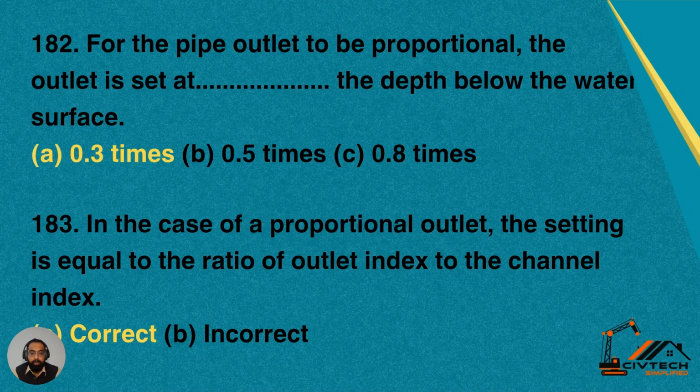183. In the case of proportional outlet, the setting is equal to the ratio of outlet index to the channel index. Option A is correct. Option B is incorrect. So A is the correct answer for this question.